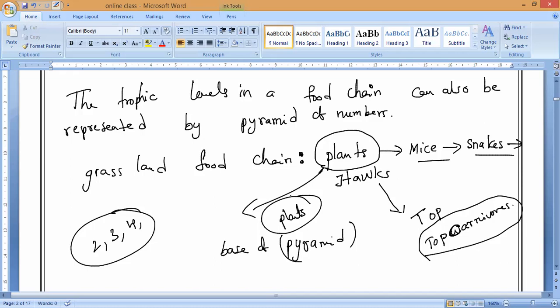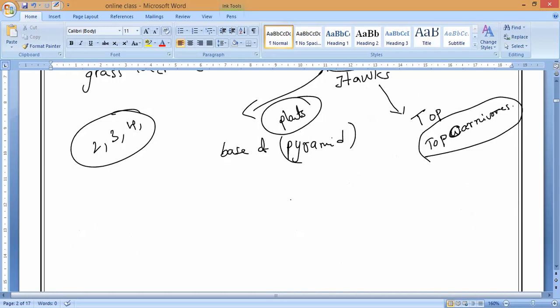So the greater number of organisms are always at the lower trophic levels. The greatest number is at the producers level, so at the basement level we mention the large number of organisms. As we keep going up, the count decreases. Those organisms are arranged at the top of the pyramid.